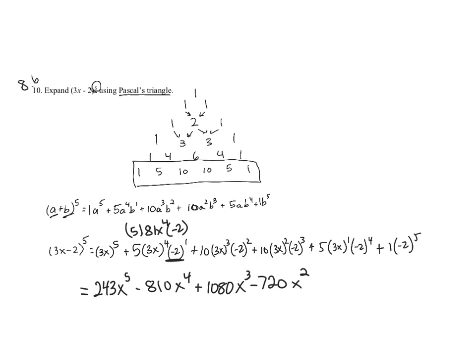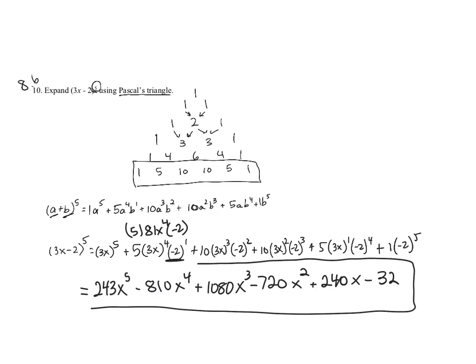And with that term, we're going to have a 16, we're going to have a 3, and a 5. So that's 15 times 16, which is 240. And finally, -2 raised to the fifth power is actually -32, so instead of a plus, I'm going to put a minus 32, and that is the expansion 3x minus 2 raised to the fifth power.